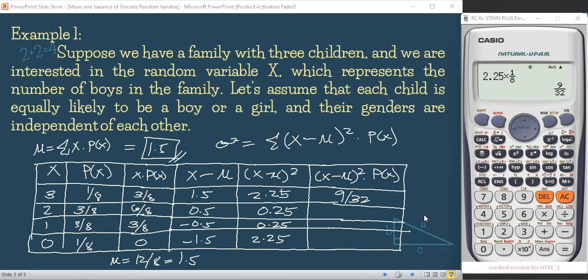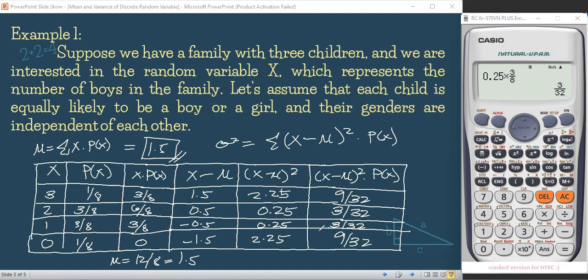So we have again 0.25 times ito pong p of x niya, that is 3 over 8. That will give us 3 over 32. So again, 0.25 times 3 over 8, still 3 over 32 pa rin naman since same value lang naman sila. So ano naman po, si 2.25 times the p of x, still parehas lang naman po nito. So we have 9 over 32.